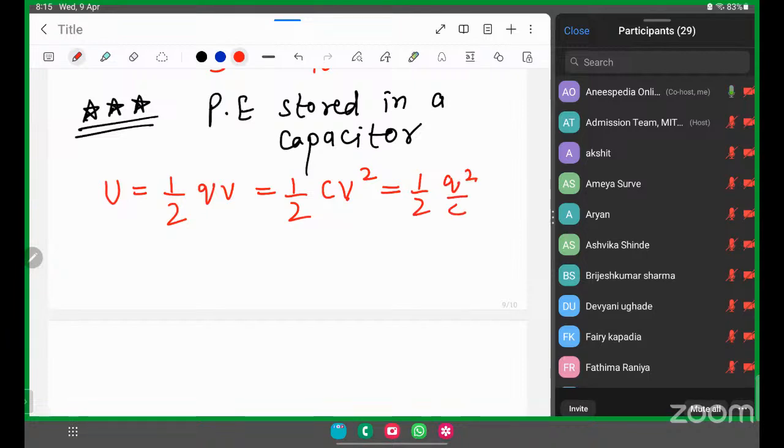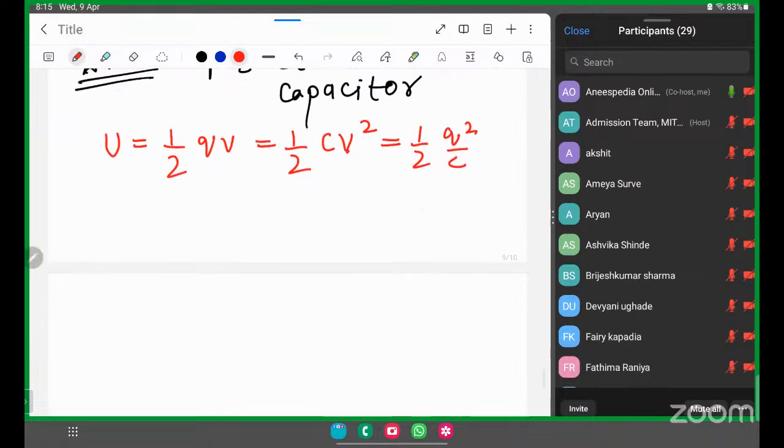Out of these, you just have to remember one formula, and the remaining formulae can be managed because we know the relation C equals Q upon V. If you remember the first formula, U equals 1 by 2 Q into V, in place of Q you can have CV, so this will be 1 by 2 CV square, and in place of V you can have Q by C, so we will get the other formula. So you just have to memorize only one part of it. Any one of the formulae will work.